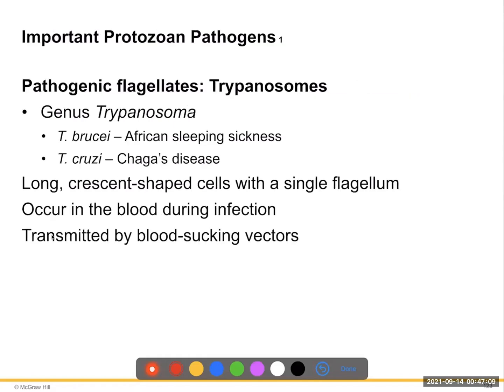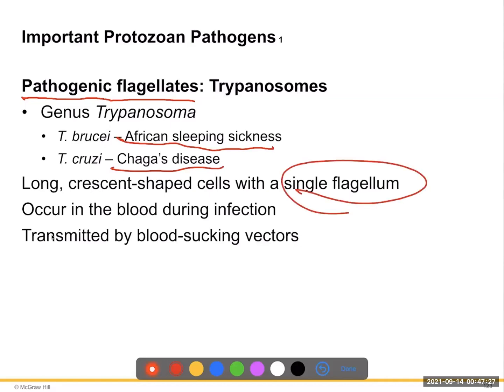Okay, pathogenic disease-causing flagellates. Trypanosomes cause African sleeping sickness and Chagas disease: T. brucei or T. cruzi. They're long, crescent-shaped cells with a single flagellum. They occur in the blood during infections, and they're transmitted by blood-sucking vectors. Blood-sucking vectors could be ticks or mosquitoes. It sucks blood from one species and transfers it to another, or from one of the same species to another.